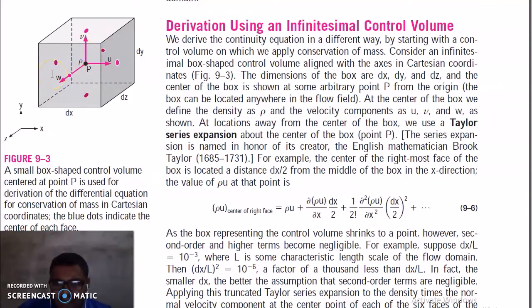At locations away from the center of the box, we use Taylor series expansions about the center of the box, point P. So if the point is at this location, we have to use the Taylor series expansion. So that is density times u at the center of the right face. This at this point, which is dx by 2 from the center, is equal to density times u plus the change in density times u with respect to x, times dx by 2, because this point is dx by 2 from this point, plus 1 by factorial 2 times del square of density u by del x square times dx by 2 the whole square.